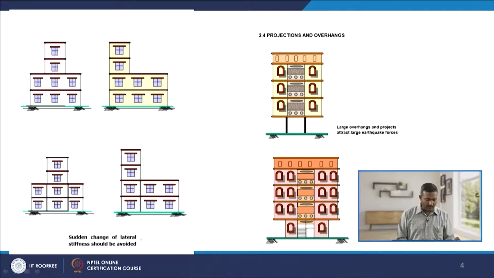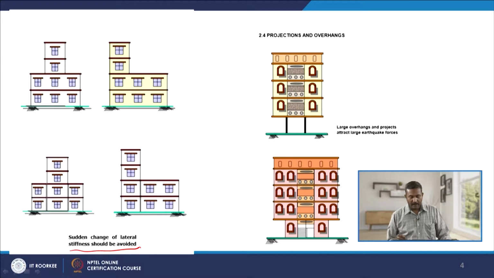And similarly, when we talk about it, sudden change of lateral stiffness should be avoided. So when we are increasing the height, you should not increase it so that there is a sudden change of lateral stiffness, because this has to be avoided, otherwise there is a chance of collapsing.